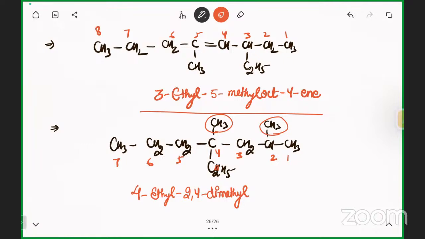How many carbons? 7, sir. It means hept. And all single bond, then? Ane. Heptane. Okay, I haven't mentioned a double bond over here. Okay. Clear? Any doubt till now?